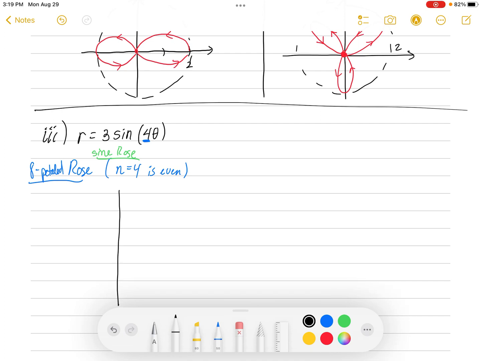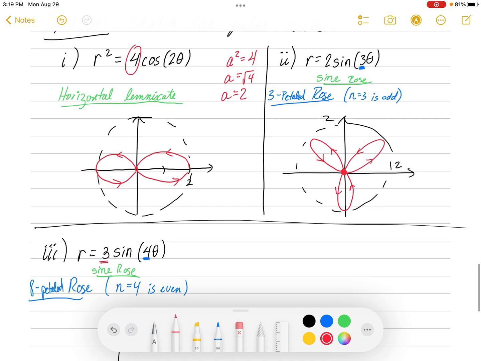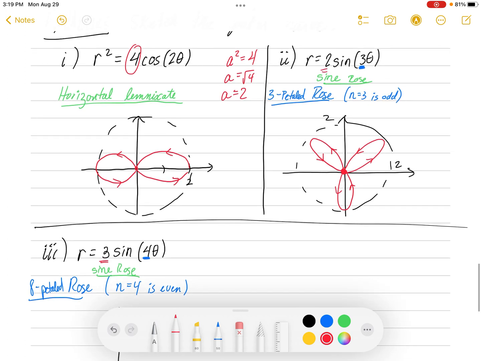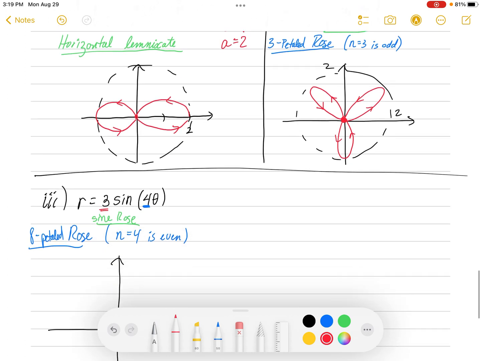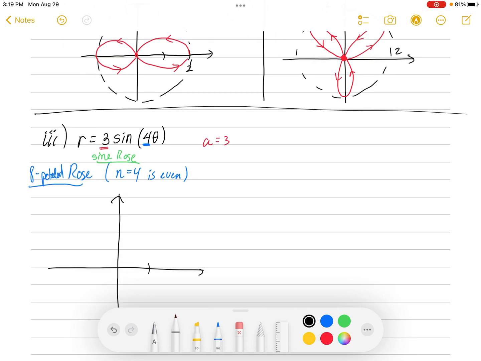So to graph this, I'm going to start with my vertical axis, horizontal axis. We're going out a radius of 3 this time, right? That number out front, that's our A, is 3. Maybe I should have mentioned that. So last time our A was 2, this time our A is 3. So we're going to have to go out a radius of 3. 1, 2, 3.